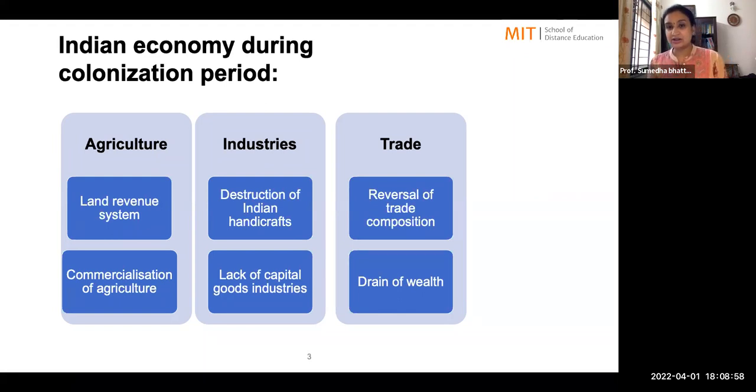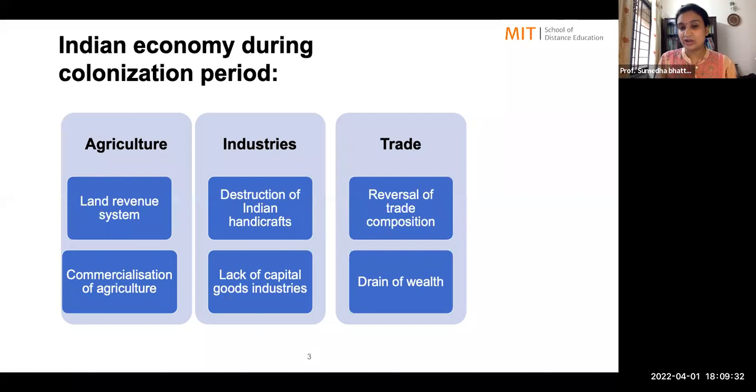Third is trade. There was a complete reversal of trade composition. When we talk of the development of an economy, an economy is considered to be developed if it exports finished goods and imports raw materials. And this was the case when we were in the pre-colonial era. But because of the British policies, we became an exporter of primary goods and an importer of finished goods. So there was a complete reversal of trade composition.